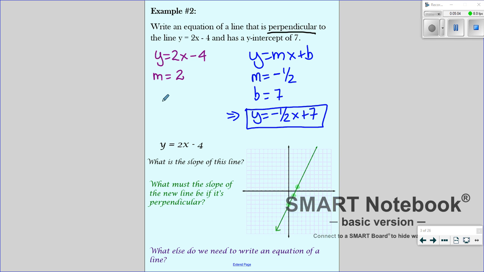And I'm going to write opposite reciprocal. I'm just going to abbreviate it. Opposite reciprocal.